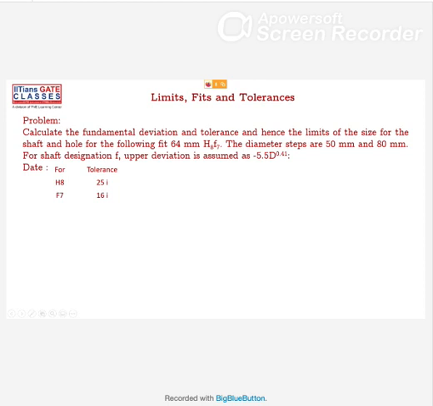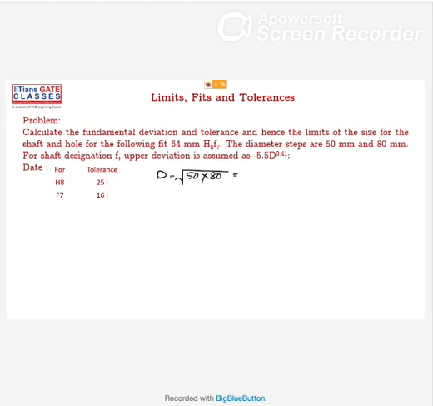Please try to solve this problem. Here he has given the steps, the diameter steps, that is 50 and 80. So the diameter you can calculate as the square root of 50 into 80. How much is this? 50 into 80.